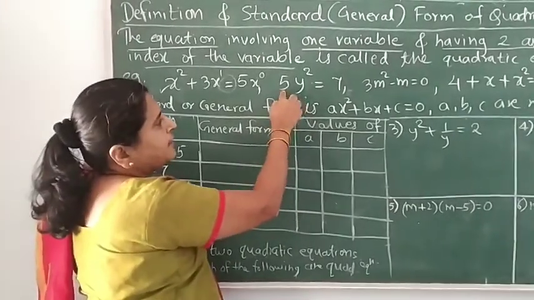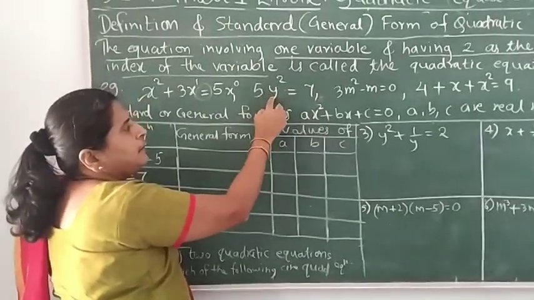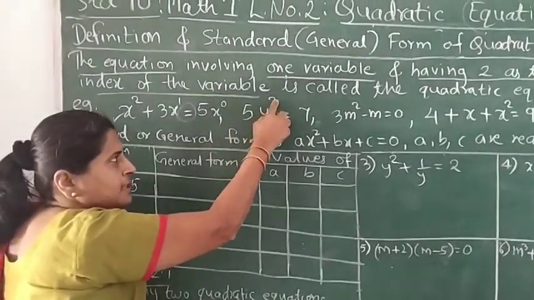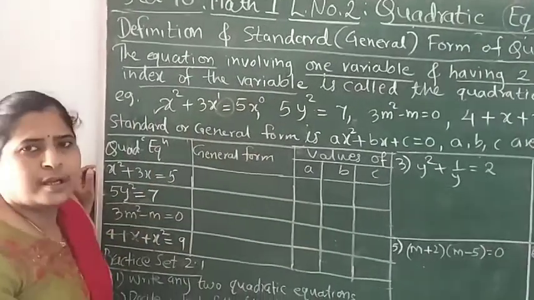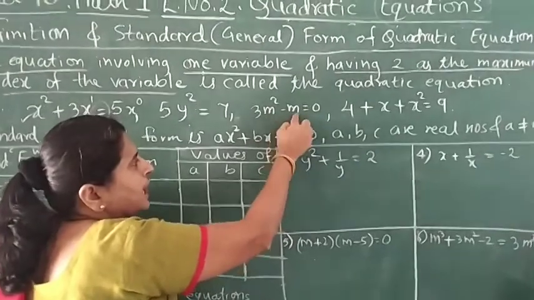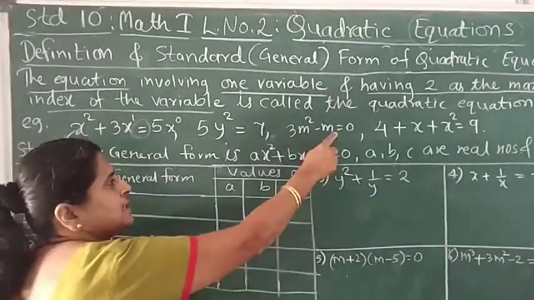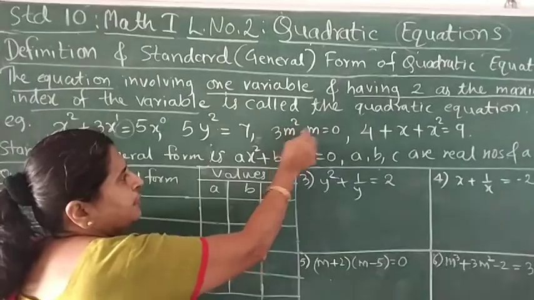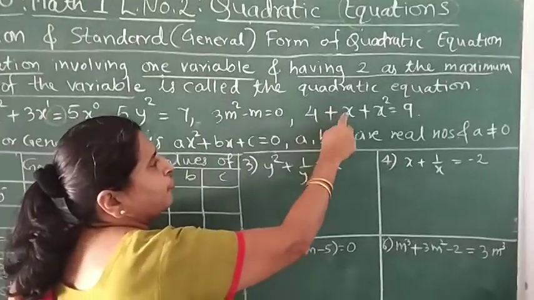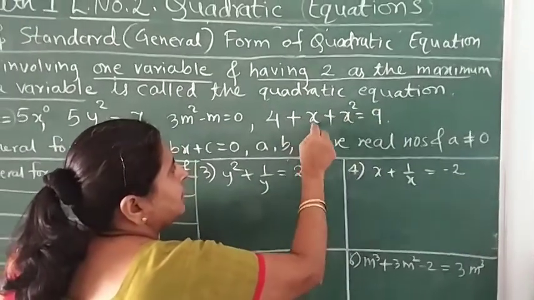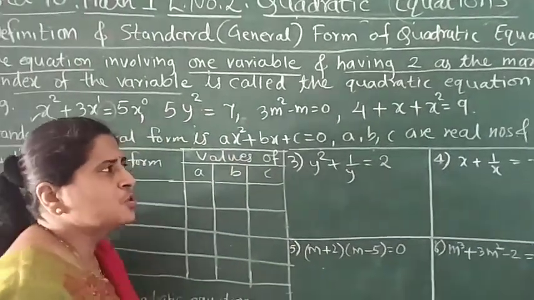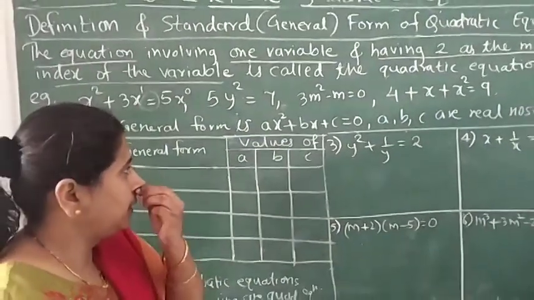Let's come to second example. 5y square is equal to 7. Here this is an equation, equality sign. y is the only one variable. Highest power is 2. So this is also a quadratic equation. Third, 3m square minus m is equal to 0. Here m is the only one variable used. This is an equal to sign. Degree of the equation is 2. Quadratic equation. And one more example. 4 plus x square is equal to 9. Here the variable is x, with highest power of the variable x being 2. So this is also a quadratic equation.